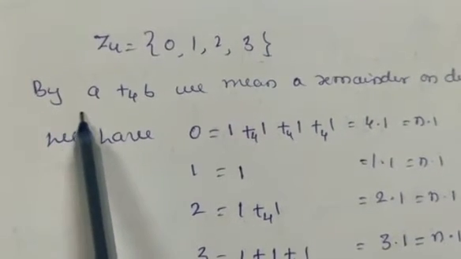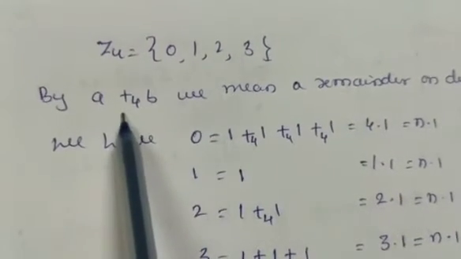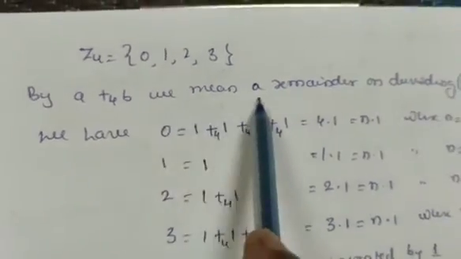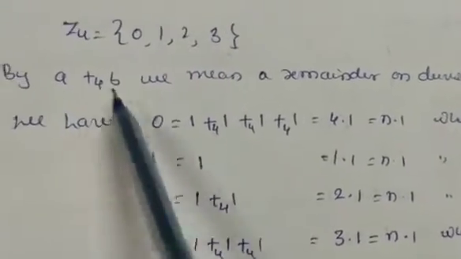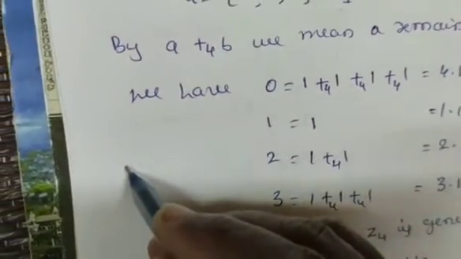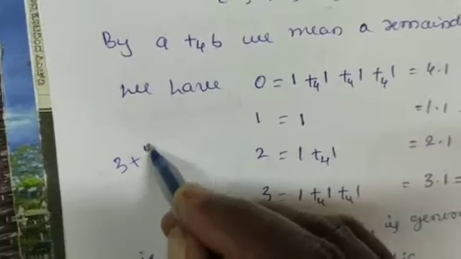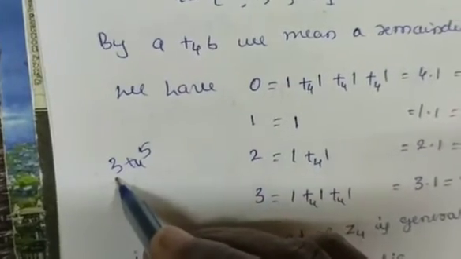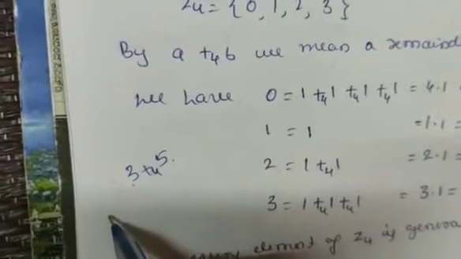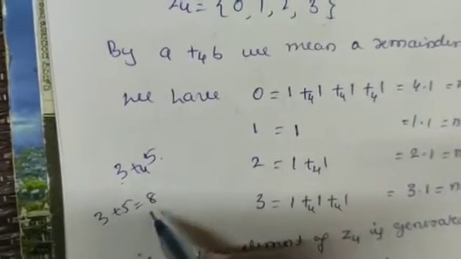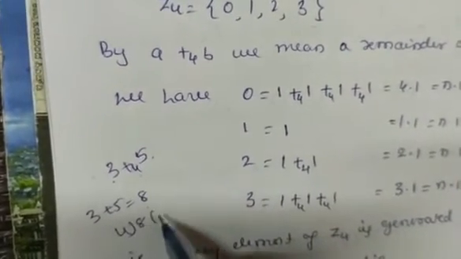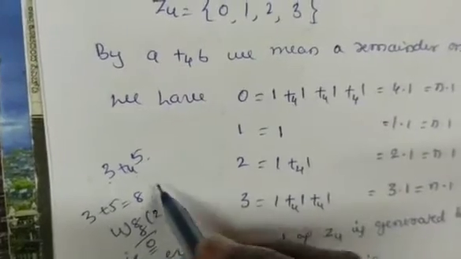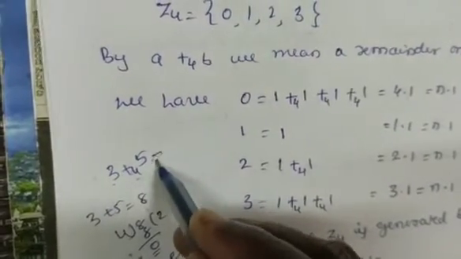So now by this definition, a plus b under addition mod 4 means the remainder obtained on dividing a plus b by 4. For example, suppose we have 3 plus 5 under addition mod 4. Means first you have to add 3 and 5. So 3 plus 5 is equal to 8. You divide this 8 by 4. 4 twos are 8. Now the remainder is 0. So 3 plus 5 under addition mod 4 is equal to 0.